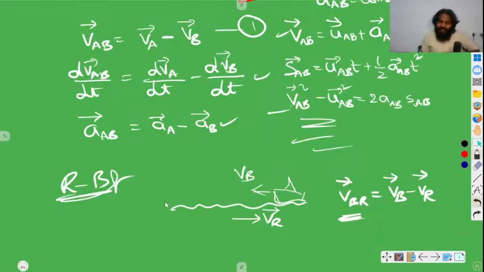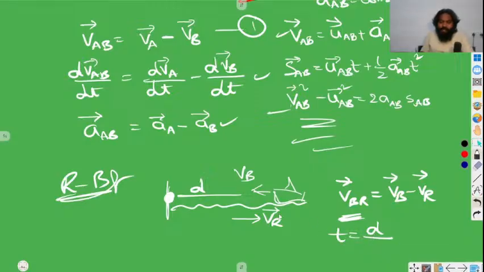At the same time, for example, at distance d there is a target. How much time does it take to reach the target? Here the target is stationary, it is not moving. Then time is equal to distance by speed, and the distance from here is d. What is the speed here? VBR you have to take, okay? Likewise you have to take.